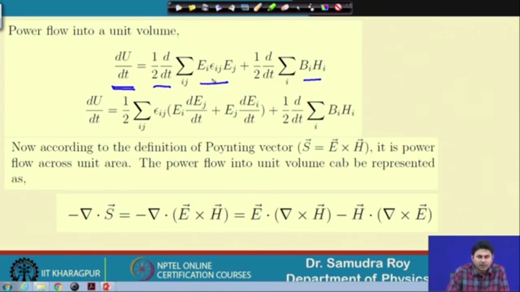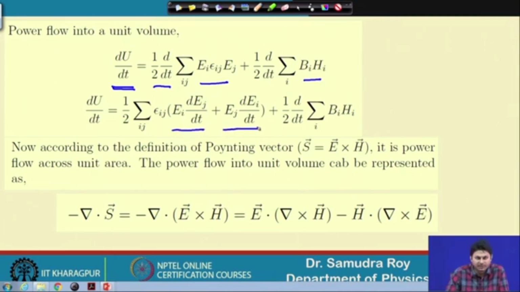Now, in the second step, we make a derivative with respect to t, and this quantity has E_i and E_j. Since this quantity has E_i and E_j, we write this derivative into two parts, E_i dE_j/dt and E_j dE_i/dt. These are the two parts.